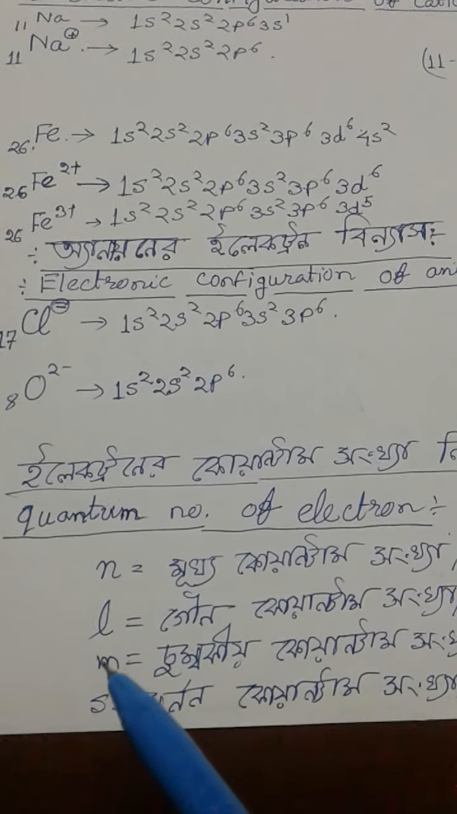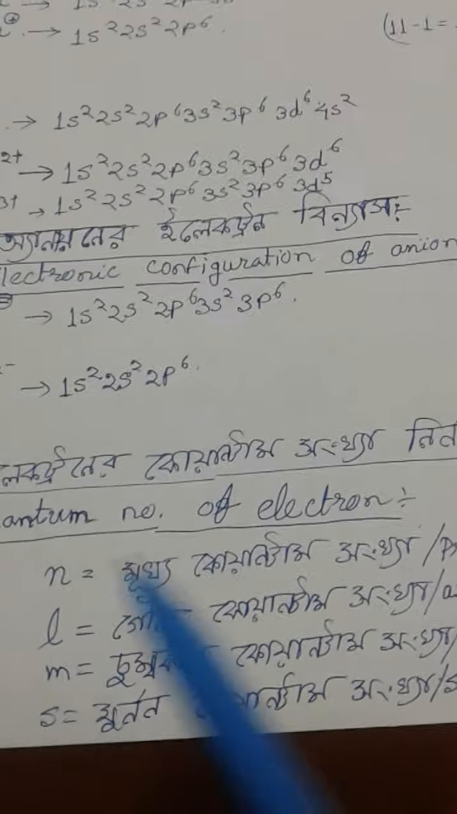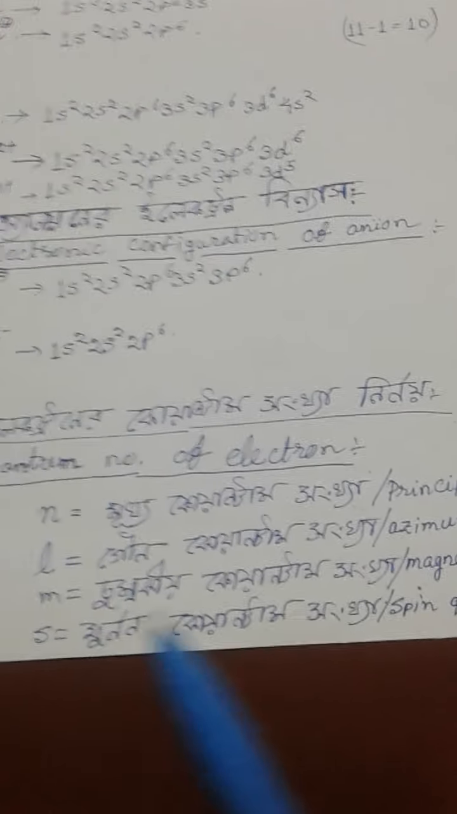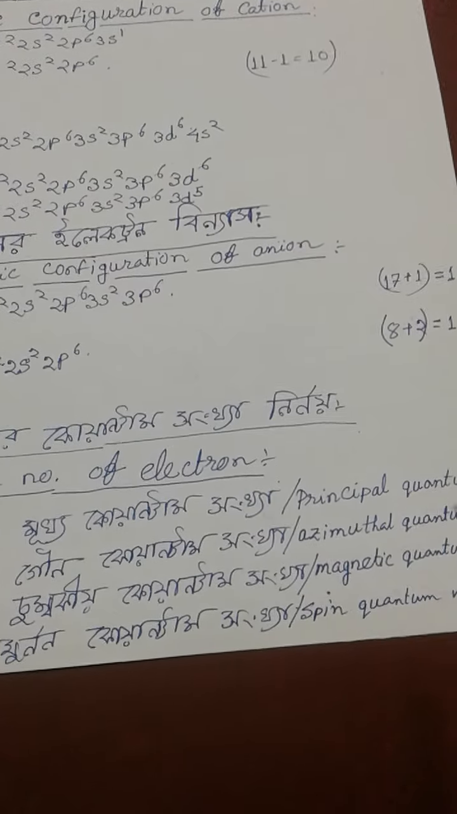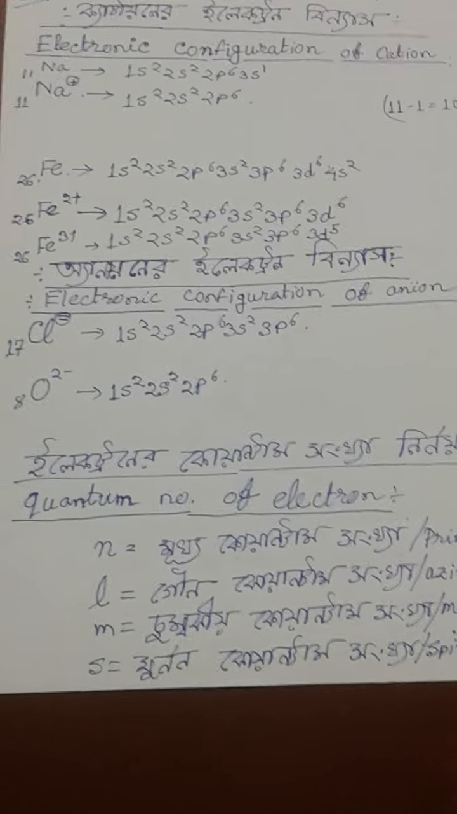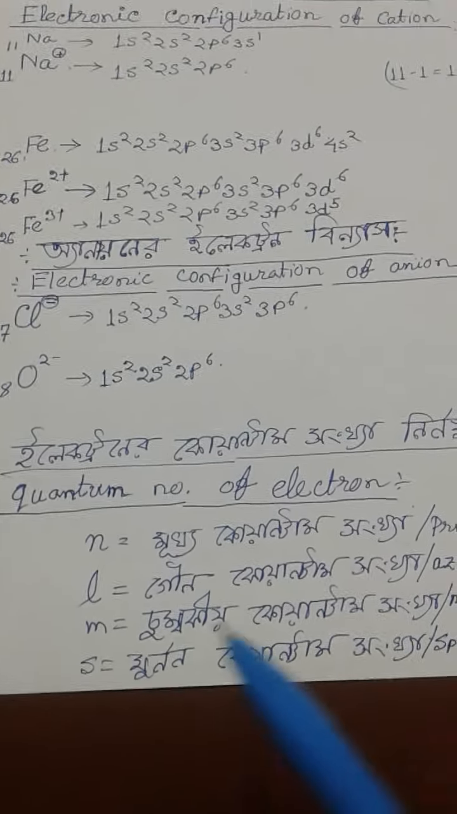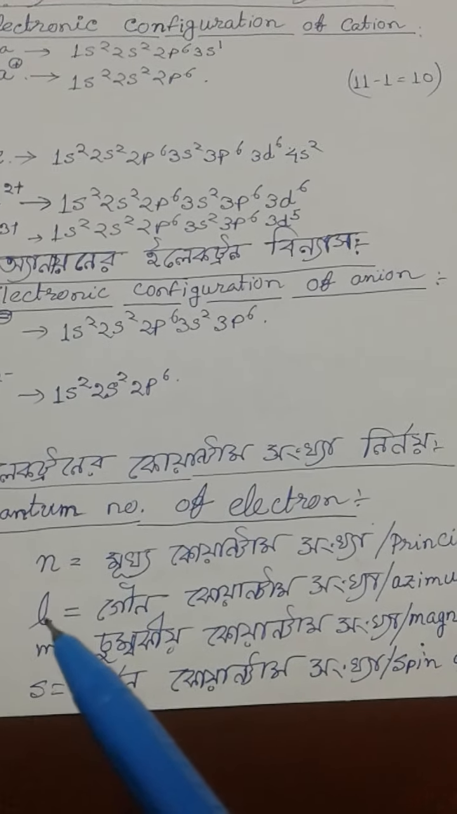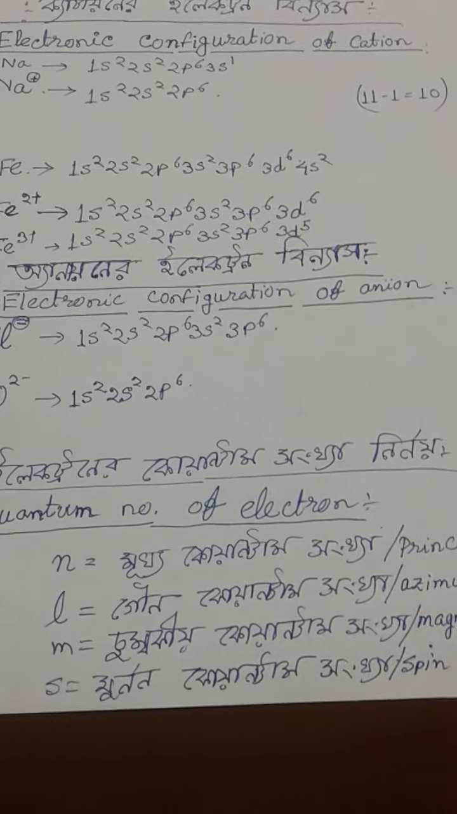Here 4 quantum numbers are present. N is the principal quantum number, L is the azimuthal quantum number, M is the magnetic quantum number, and S is the spin quantum number. N, the principal quantum number, is the orbit, that is K, L, M, N. L is the azimuthal quantum number. These are the suborbits, that is S, P, D, F.